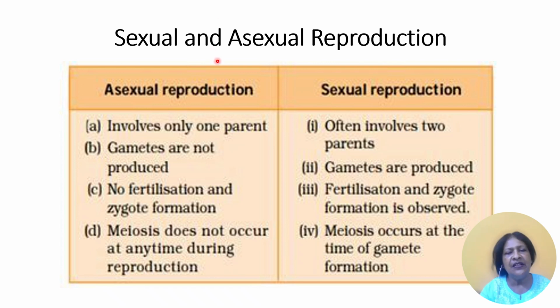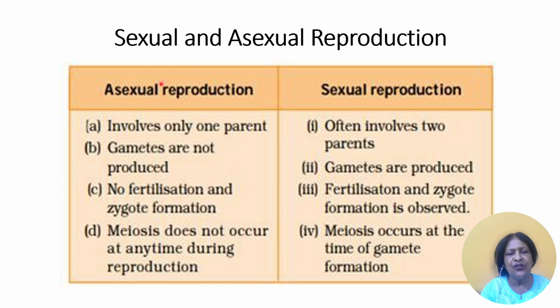It is generally asexual in the lower organisms, where it just involves one parent. The single parent is capable of producing offsprings from its body asexually. But when it is sexual reproduction, it involves two parents. Like in asexual reproduction, there is no production of gametes, while in sexual reproduction, the gametes like the sperm and the ova are produced in the body.